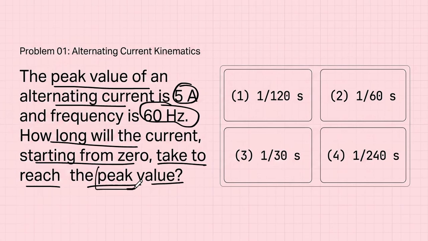Okay, so what is the meaning of the peak value? Peak value is nothing but the maximum value of the current. We have to find out the time taken to reach that peak value current.